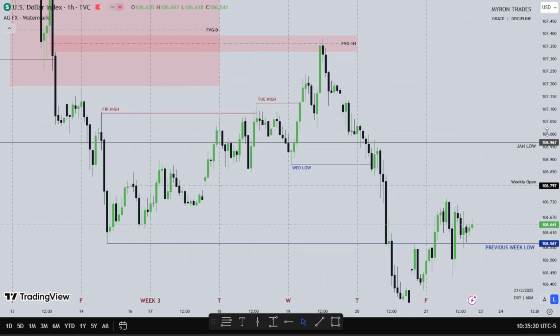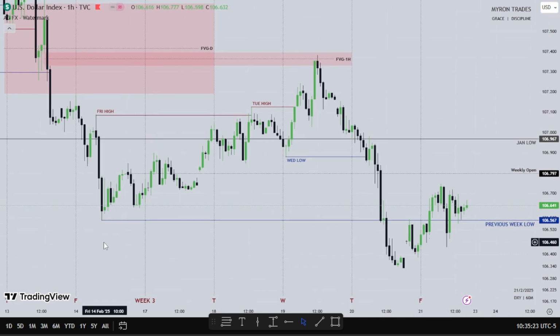So this was what dollar did from the opening of the week. From Monday to Wednesday, dollar was bullish. Then from Wednesday to Thursday and Friday, into the midday on Friday, dollar was bearish. So if you were looking for sales on Euro USD or GBP USD from Monday to Wednesday, that would have been a bad trade idea. But if you're looking for sales on Euro USD and GBP USD from Wednesday to Thursday, that would have been a great idea.